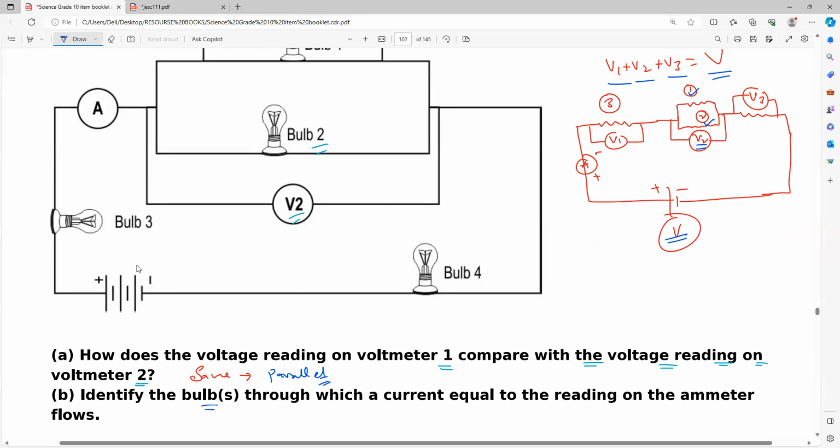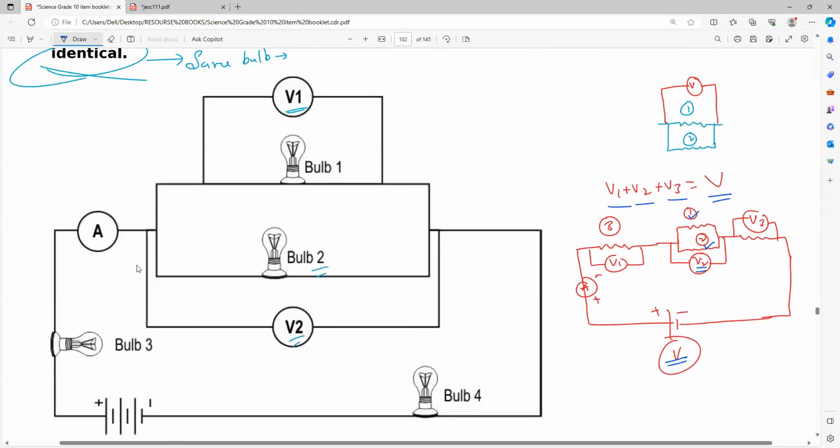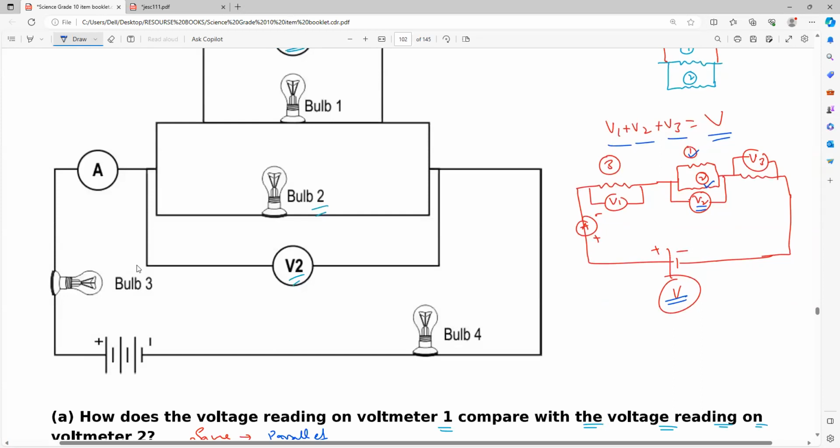Next, identify the bulbs through which a current equal to the reading on the ammeter flows. In which bulbs does the current reading remain same? Bulbs 3 and 4. Why? Let me take the current here as I. Current is I, so across bulb 3 the same current will pass. But across 1 and 2, what is the current? Both are identical, so here the current is I by 2, and here also I by 2.